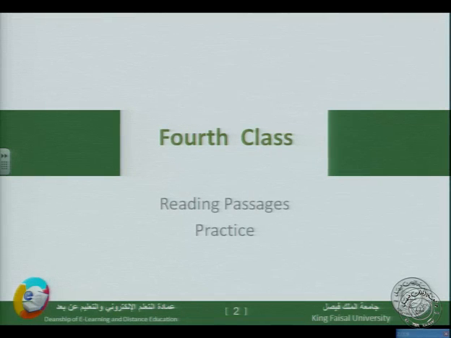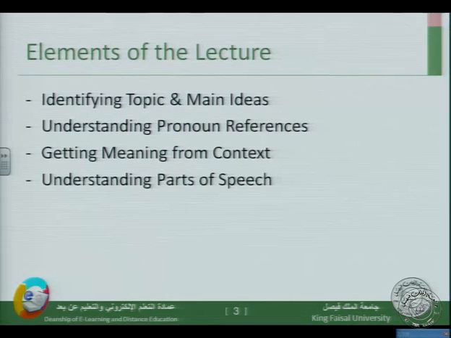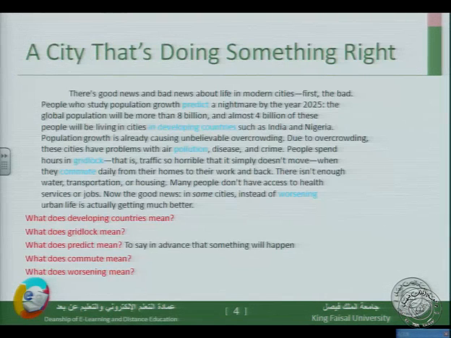Today we're going also to do some reading passages and practices for our chapter 2. We're going to cover the main exercises and the major points that we have covered during the last 3 or 4 classes. For today we're going to practice exercises identifying the topic and main ideas, also exercises regarding pronoun reference, and to apply the strategy of getting meaning from the context without using the dictionary. And finally, the last section is going to be about parts of speech, like nouns, adjectives, how to differentiate between noun, adjective, verb, and adverb.